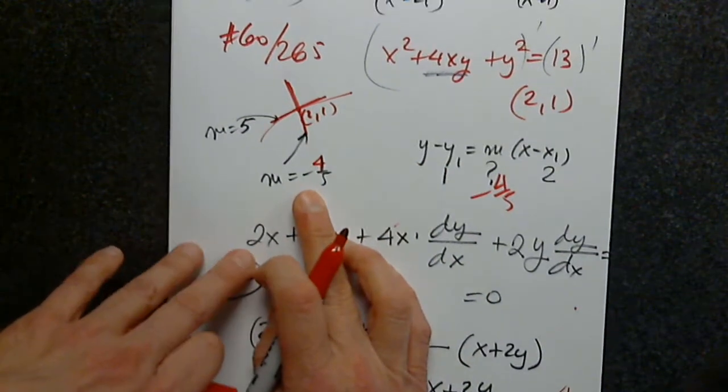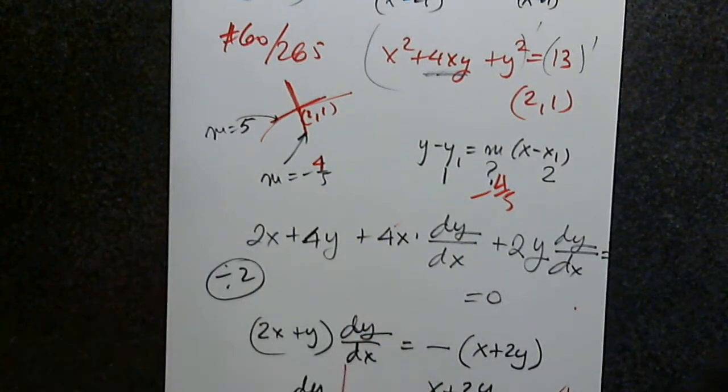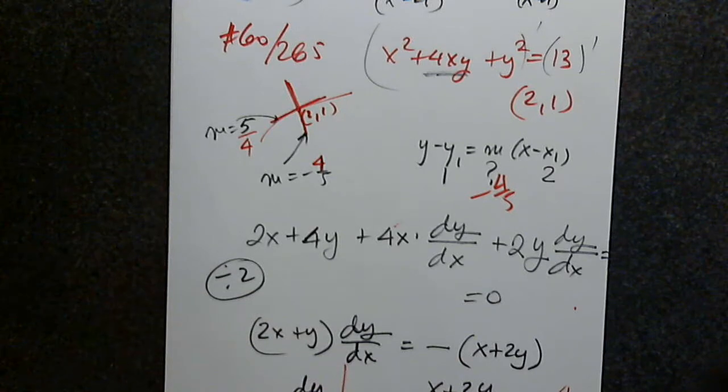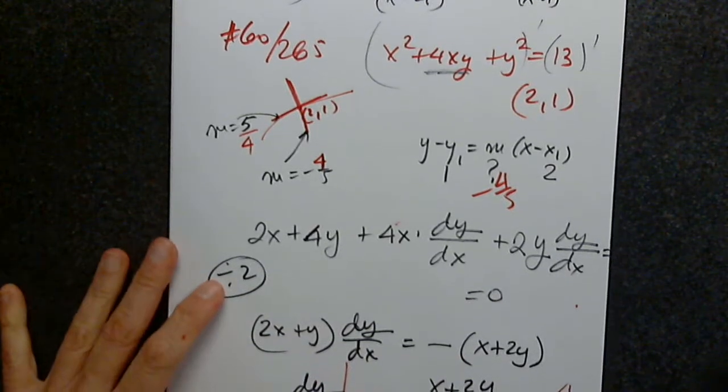I just didn't even, okay. So, okay, so negative 4/5, then the other one will be 5/4. I just picked 5 out of the blue. Sorry. Go ahead.